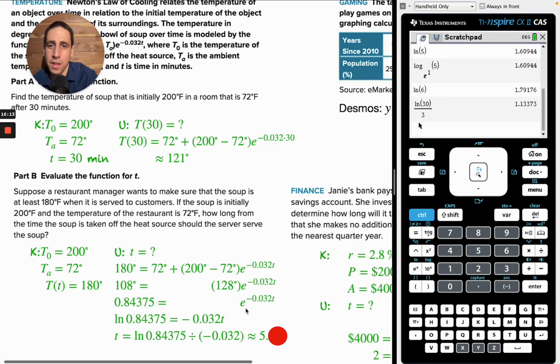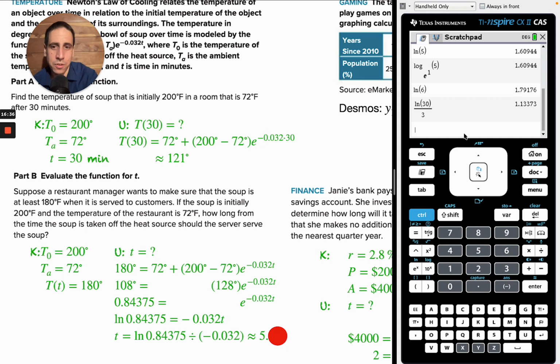0.84375 is equal to e raised to this number. And at this point, we're going to change this from an exponential equation to a logarithmic equation. The base is e, so we're going to use natural log. And the exponent is all by itself, negative 0.032t. The power is this 0.84375. And now you can type it into a calculator.